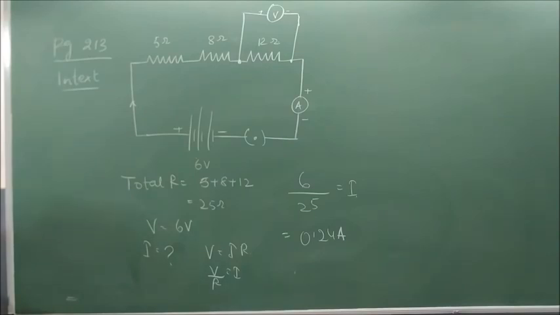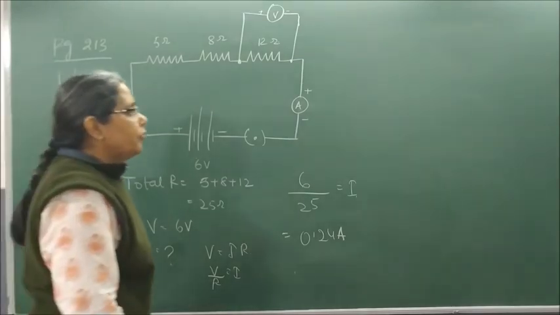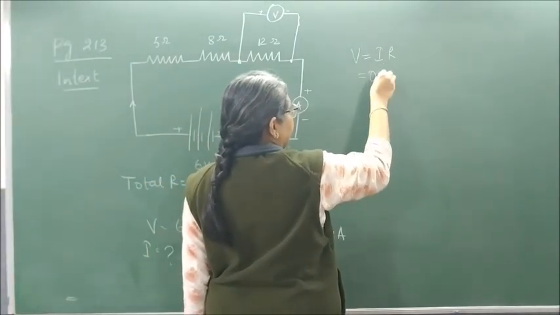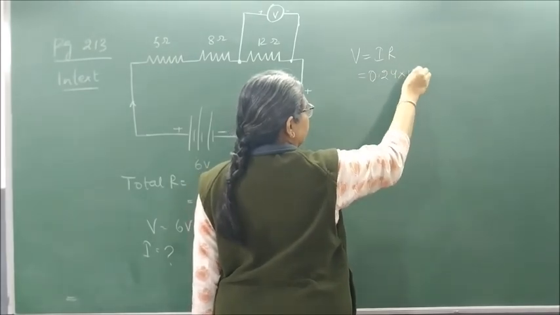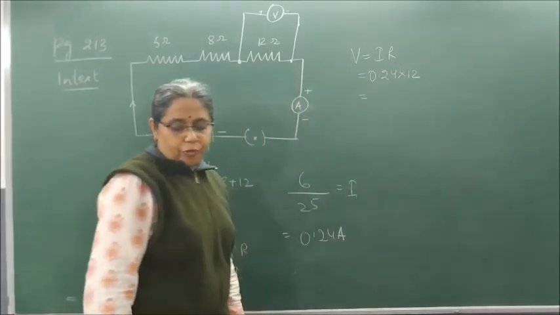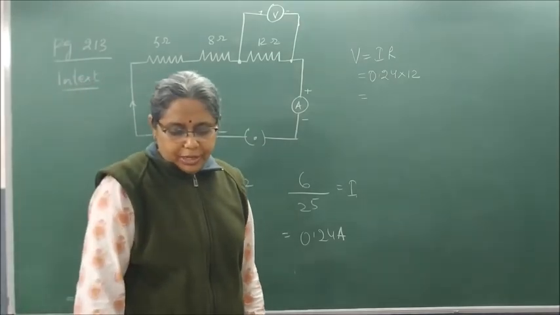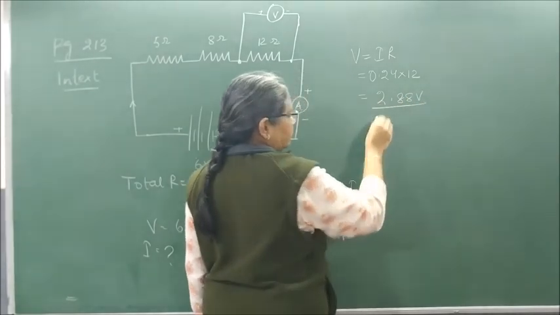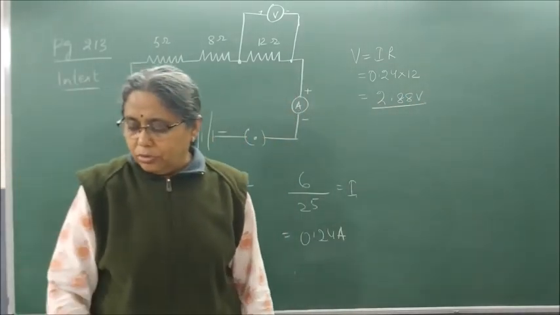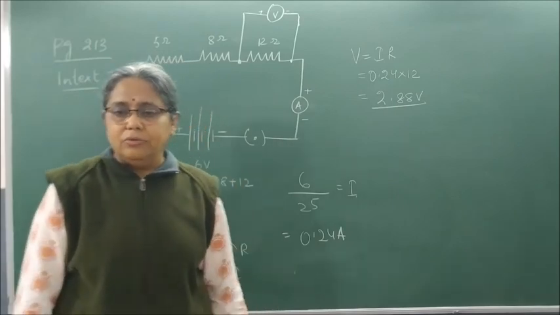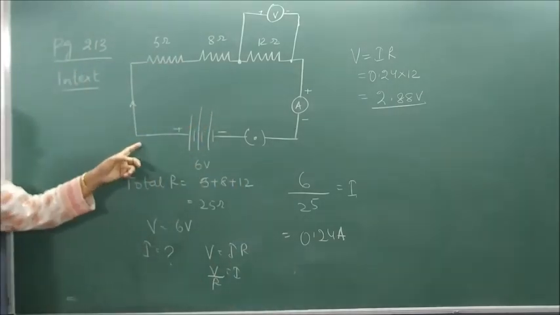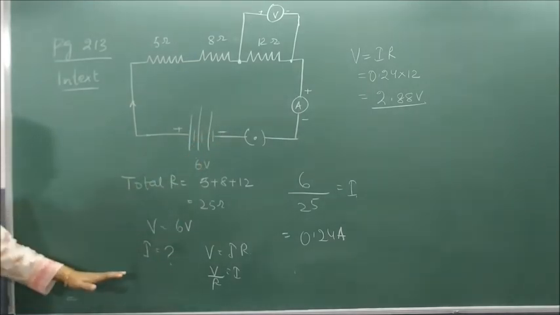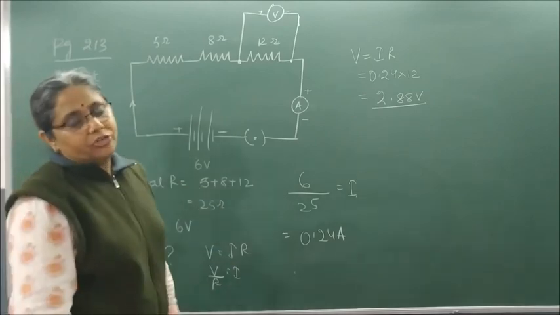What does it say? Find out the voltmeter reading. To find out voltmeter reading, I will use the formula V is equal to IR. I is 0.24, R is 12. So 0.24 into 12 will be equal to 2.88 volt. Second time you will redraw the circuit with the potential difference and ammeter input and then calculate the current as well as the potential difference.